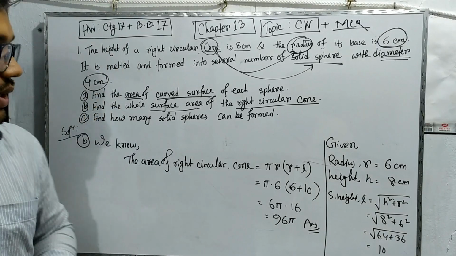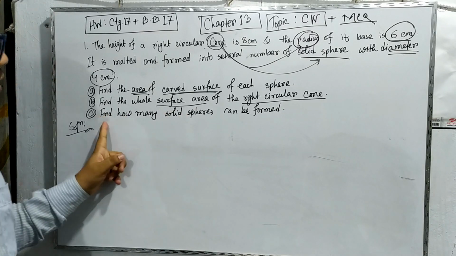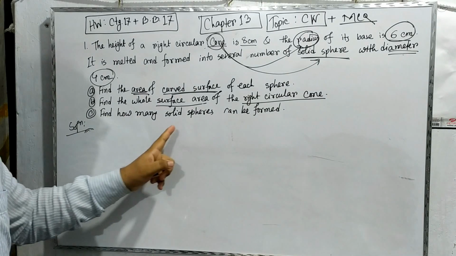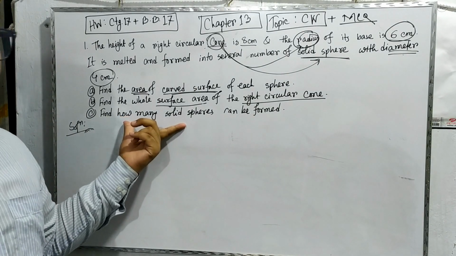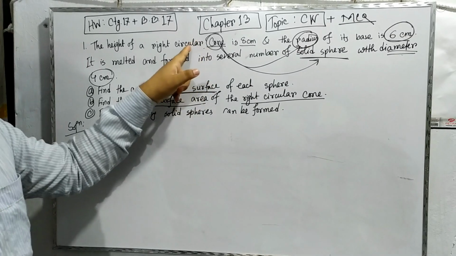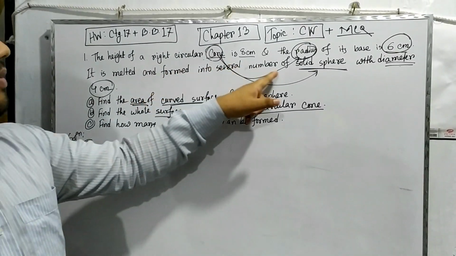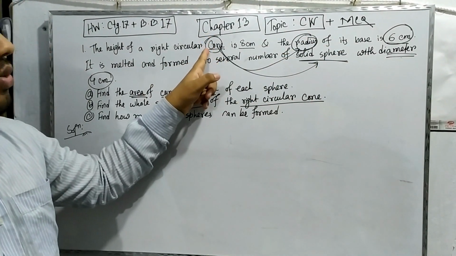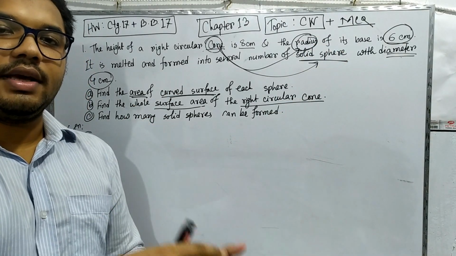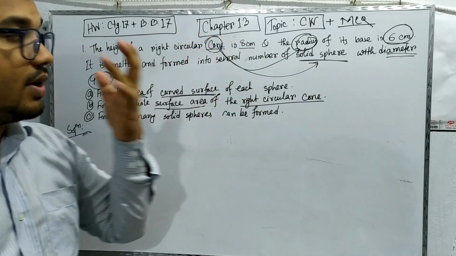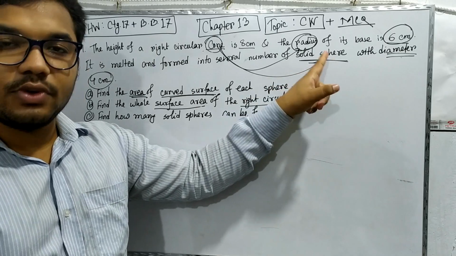Okay, thank you. Now our third and last question says, find how many solid spheres can be found. What actually happened here? Here the cone is given, and this cone was melted and formed into several solid spheres. So the cone converts into solid spheres. Suppose the cone is the huge thing, and we will get some solid spheres from the cone. So we need to find the volume of the cone, and also the volume of a solid sphere.